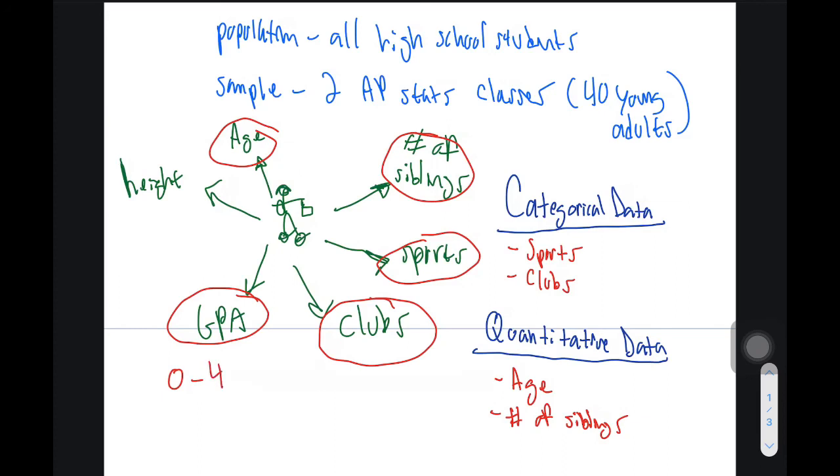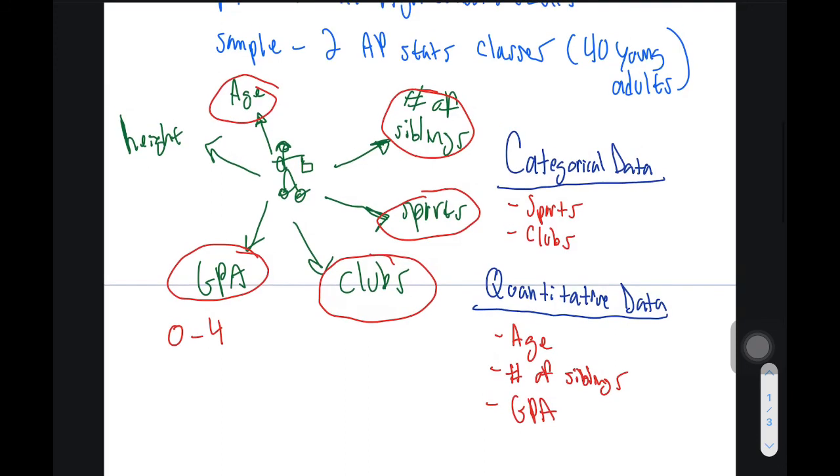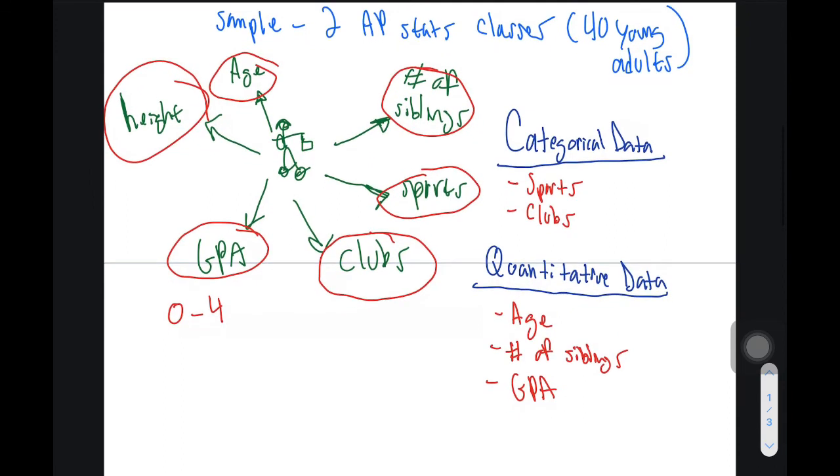GPA. 0 to 4 scale, sometimes a little higher than 4. That's something that we can measure, right? It actually has a number. It's counted. So that would be quantitative. And lastly, height. That's something usually also measured here in the United States with feet and inches. So that is also quantitative.